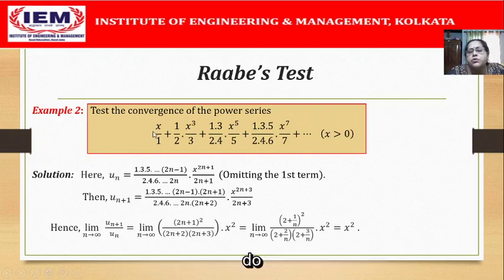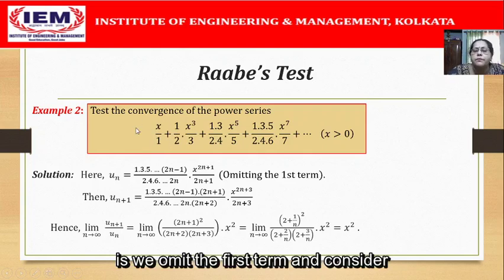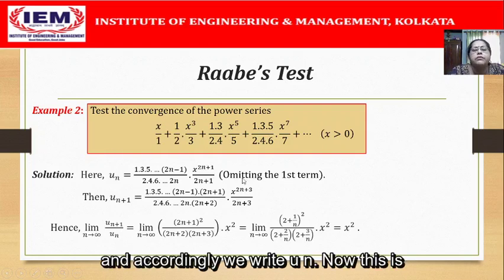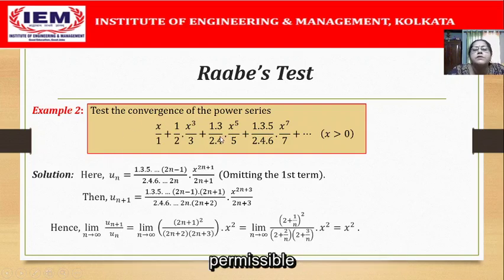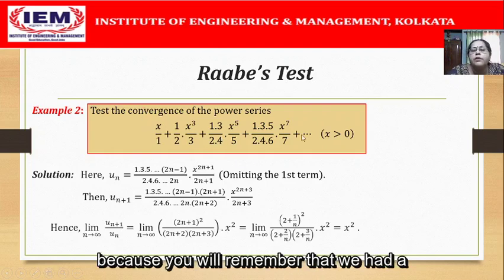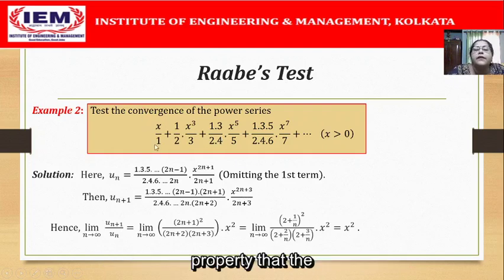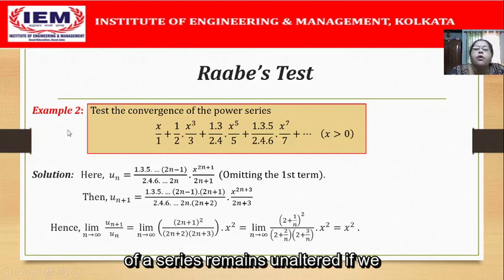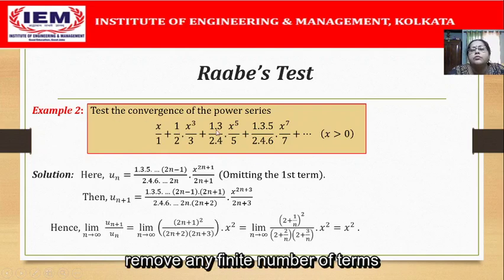So what we do is we omit the first term and consider this one as the first. So this is second, this is third. And accordingly we write un. Now this is permissible because you will remember that we had a property that the character of convergence or divergence of a series remains unaltered if we remove any finite number of terms.